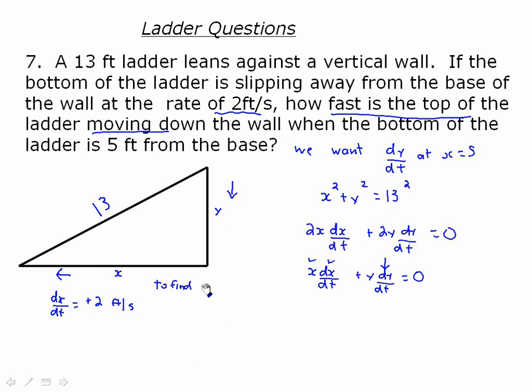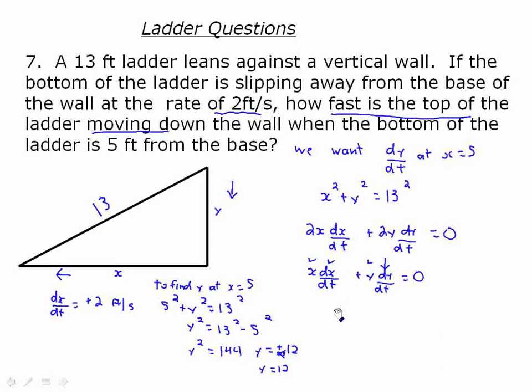So to find y at x equal 5: 5 squared plus y squared is equal to 13 squared. So y squared is equal to 13 squared minus 5 squared. So y squared is equal to 169 minus 25, so that's 144. So y is equal to plus or minus 12. And really only the positive 12, because the distance is going to be measured in a positive unit. So we're good to go.